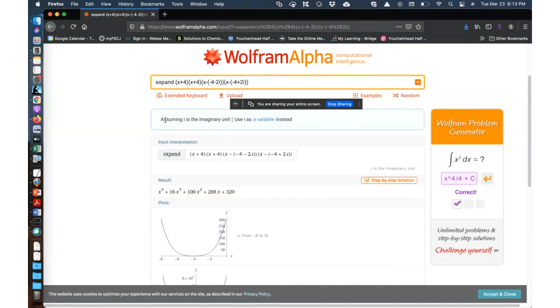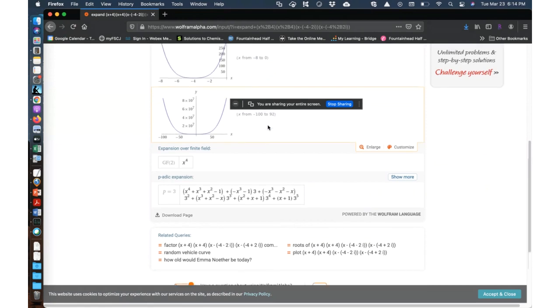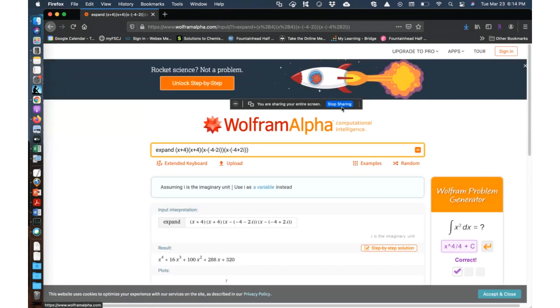It's using I as our imaginary unit, which is what we want. Very smart of it. It could change it to a variable. So there's some cool things on this site. Just thought I would show you. But all right, great job and thank you.